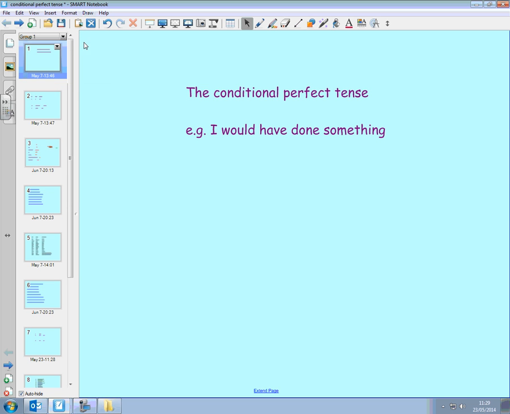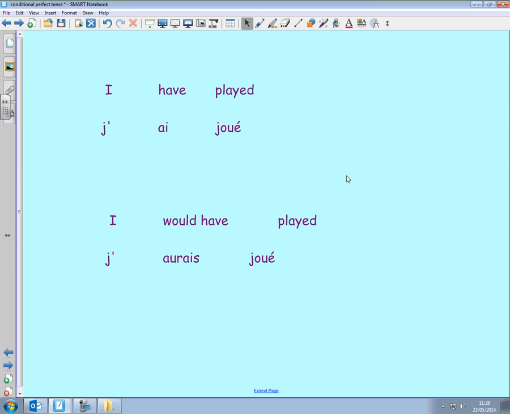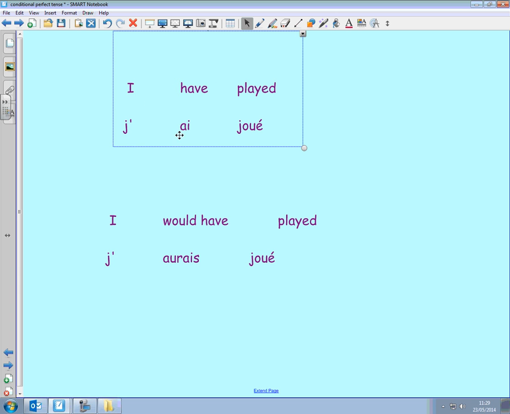Okay, so here we are talking about the conditional perfect tense, which is translated as I would have done something. Now, this tense is obviously not what I have done, but it's what I would have done. So let's see if we can consider what we know already. If you can see here, we've got I have played, j'ai joué. We've got the person, the auxiliary verb, and the past participle.